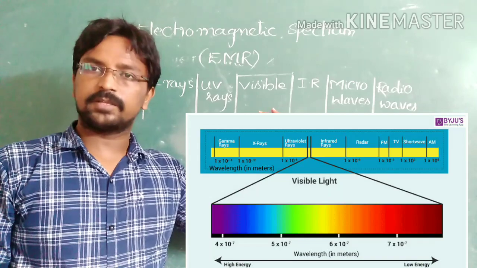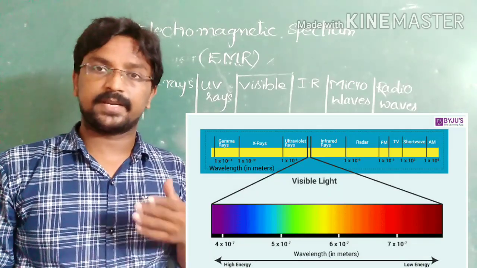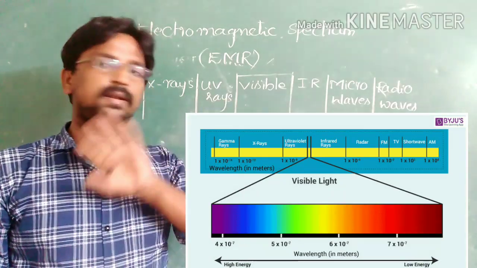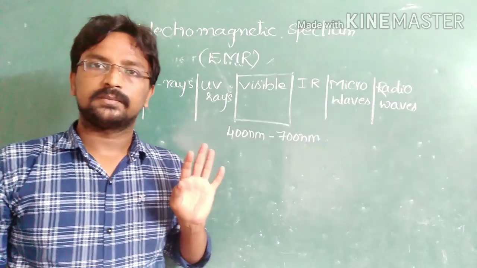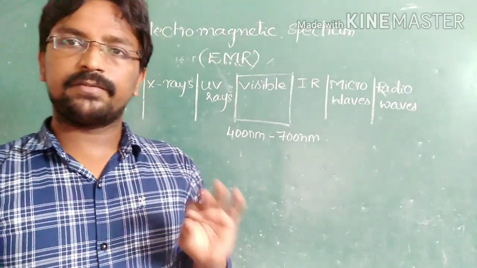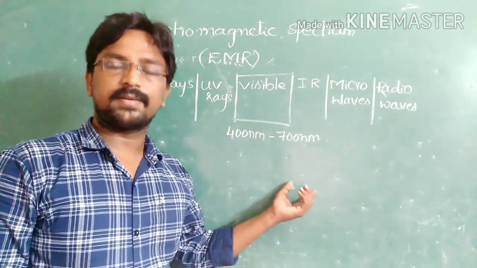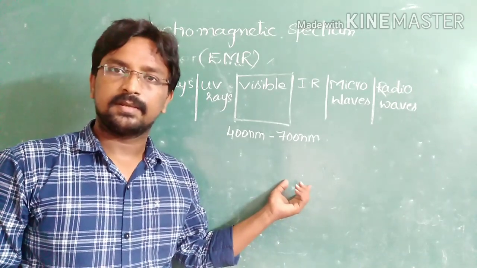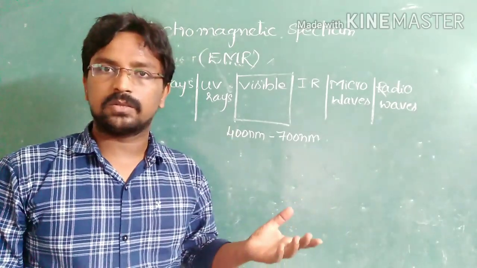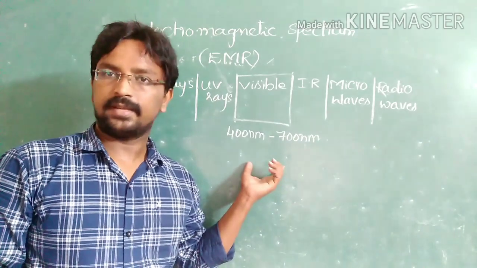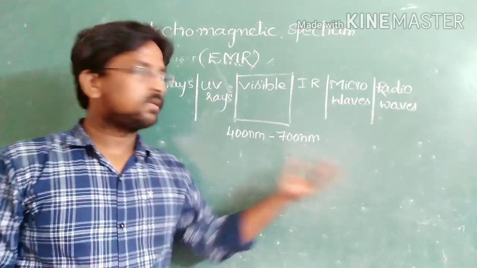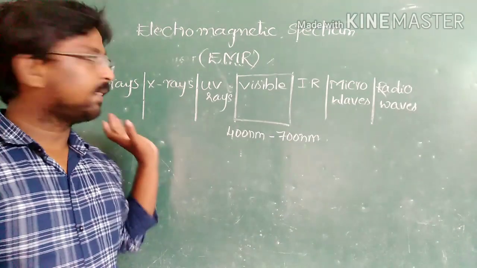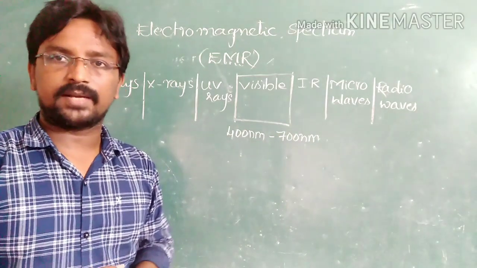So this is the visible spectrum. In this visible spectrum only, we can observe this entire world. All the colors we observe lie between 400 and 700 nanometers. Even the rainbow is present in this range, right? So this is about the entire range of the electromagnetic spectrum.